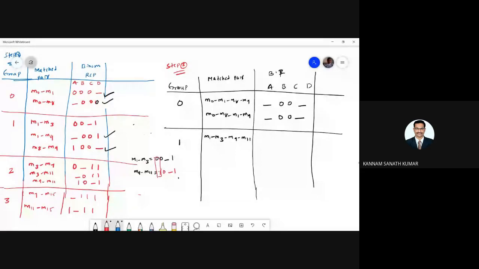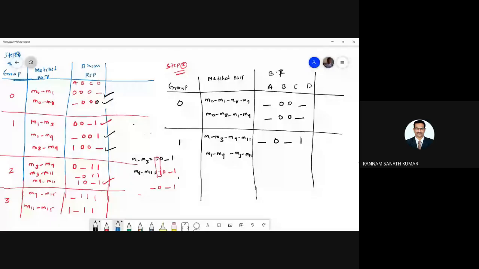And this one, M1 M3, M1 M3 M9 M11, okay. What you got? If you compare M3 M11, okay. So M3 M11, you see M1 M9. What is M1 M9? Dash 0 0 1.